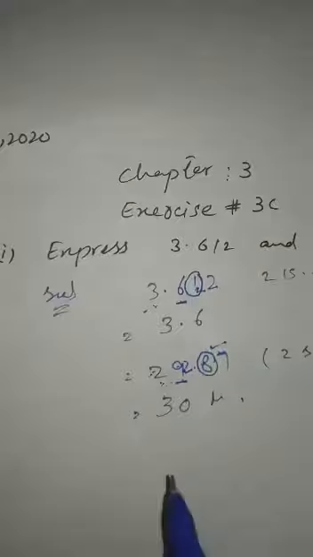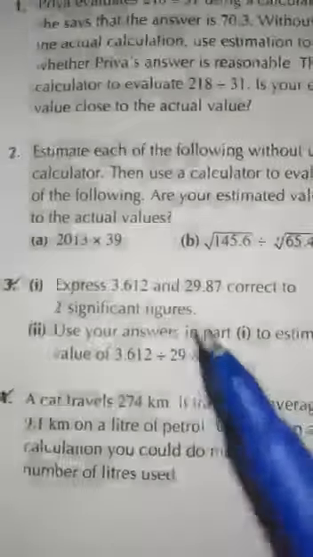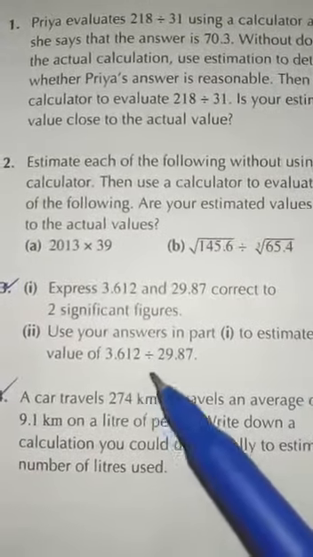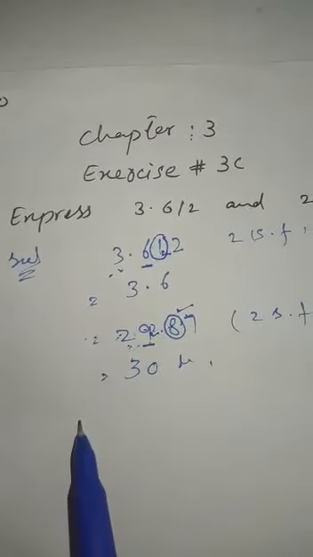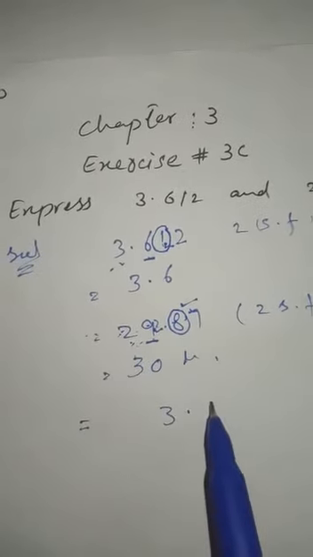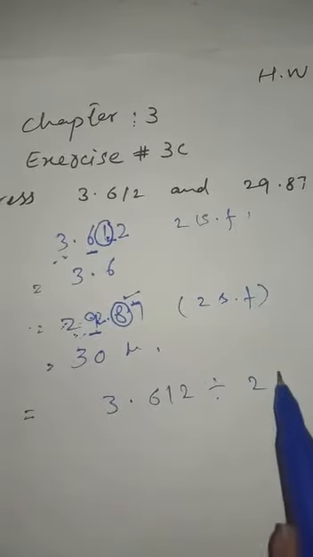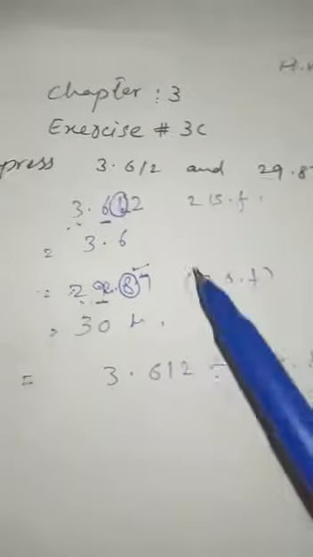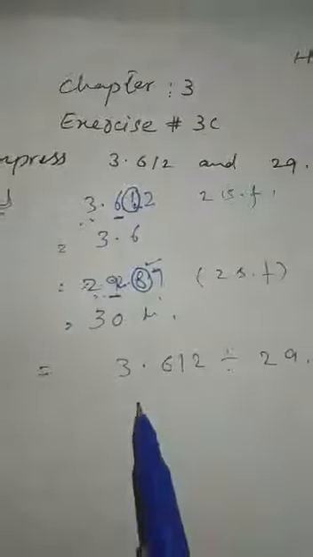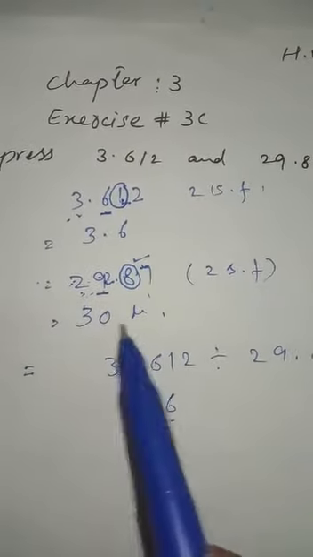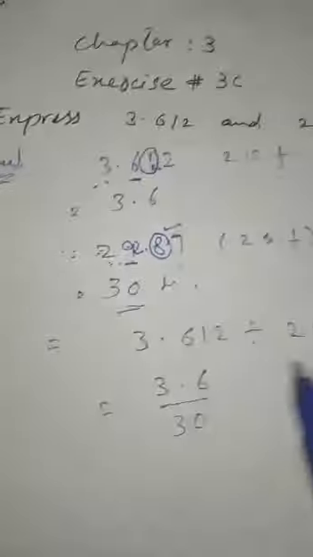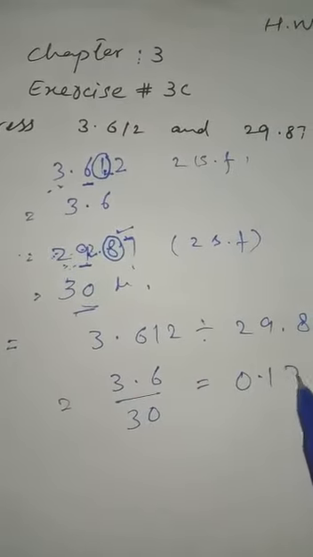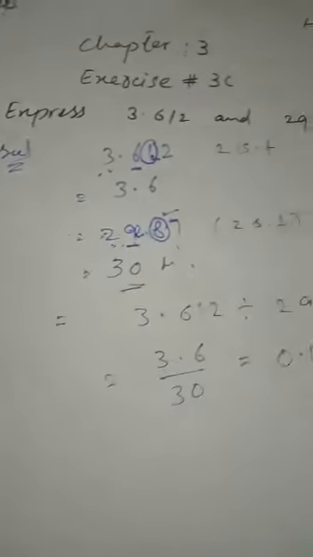Okay, in part B they said to use your answer in part A to estimate the value of 3.612 divided by 29.87. So what is the estimation? It is 3.6 divided by 30, because this is the estimation. When we divide them on the calculator, we get the answer 0.12, which is the estimated answer to two significant figures.